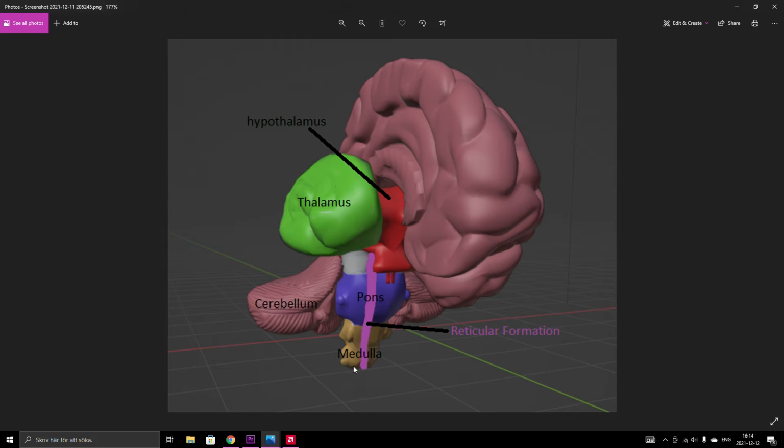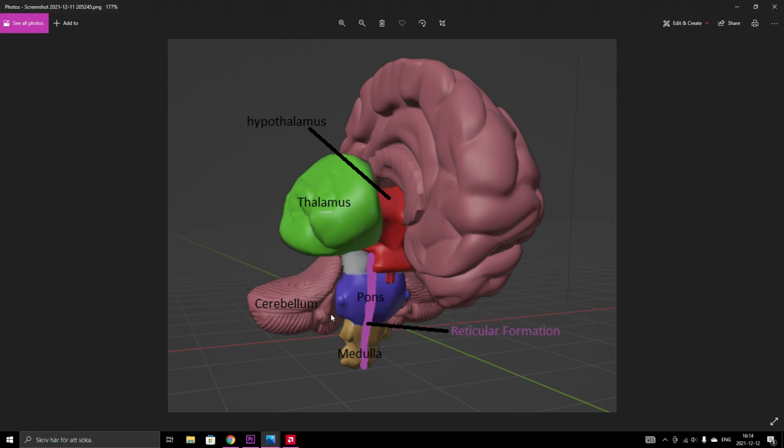We also have the medulla, which transports signals between the spinal cord and the higher parts of the brain. It also controls autonomic functions like heartbeat and respiration. Then we've got the reticular formation, which is inside of these two things. Functions include somatic motor control, cardiovascular control, pain modulation, sleep and consciousness, and habituation.